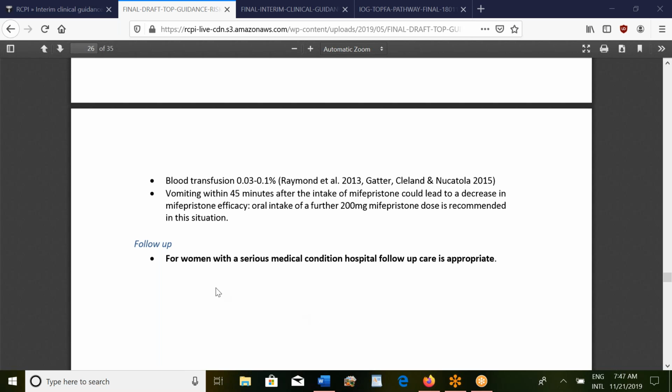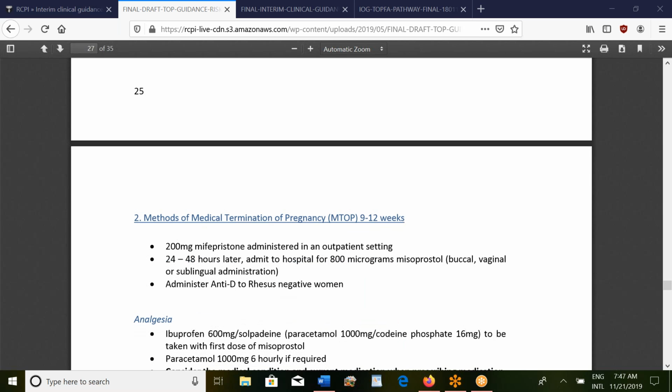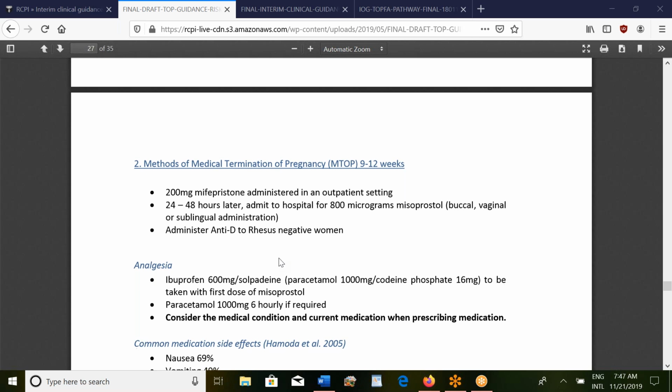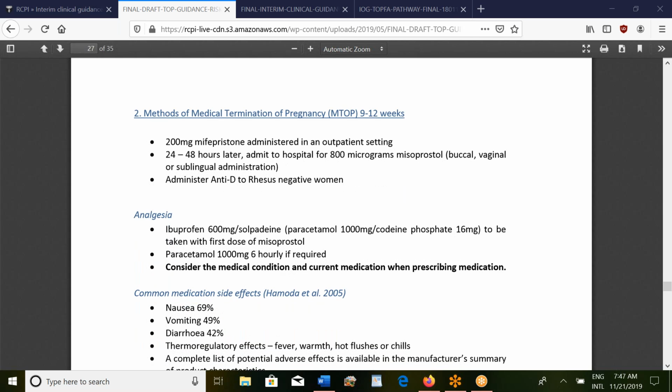Termination of pregnancy. You have to arrange follow-up care. You can do a urine pregnancy test if she's a low risk woman, after 3 weeks, and that's fine. But if she has some medical condition, then she should come back after about 4 weeks, and you have to give contraception at the time of miscarriage.